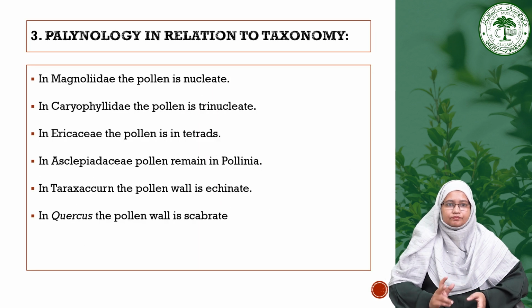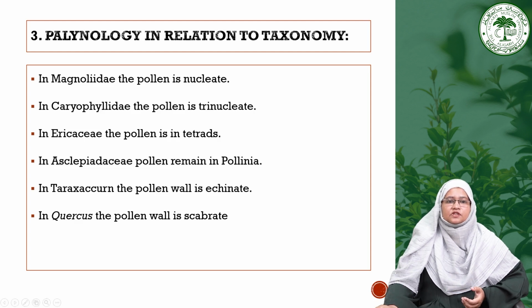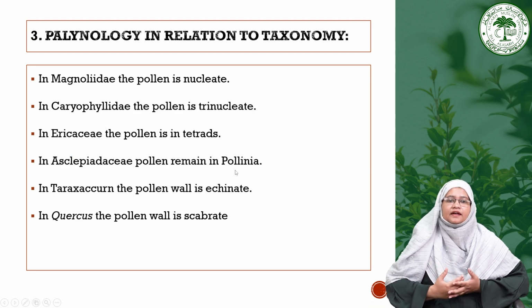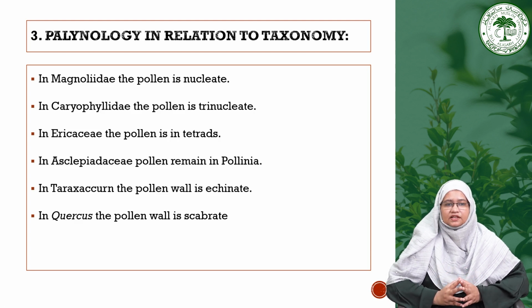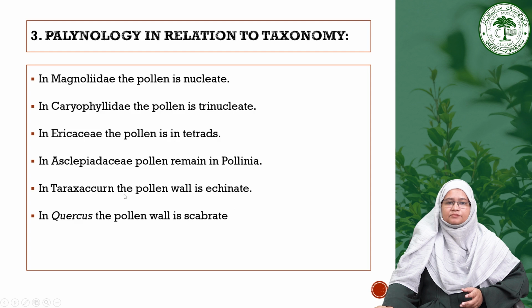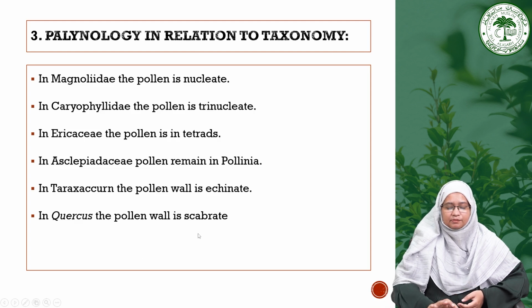If we see some groups, in Magnoliidae the pollen grain is binucleate, in Caryophyllaceae the pollen is trinucleate, and in Ericaceae the pollen is in tetrads. In Asclepiadaceae, pollen grains remain in pollinia, meaning all the pollen grains are joined together and form a pollinium. In Taraxacum the pollen wall is echinate, and in Quercus the pollen wall is scabrate.